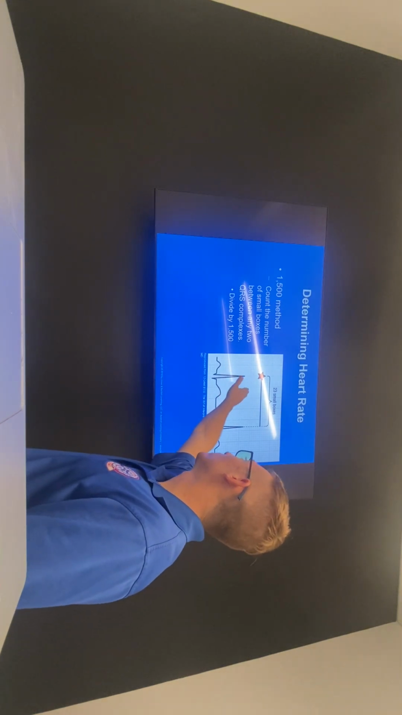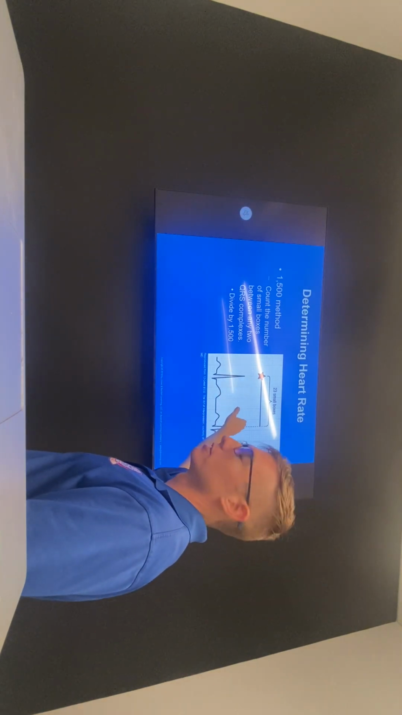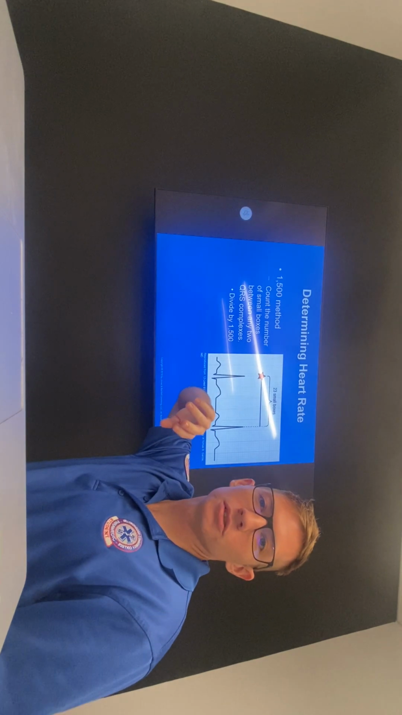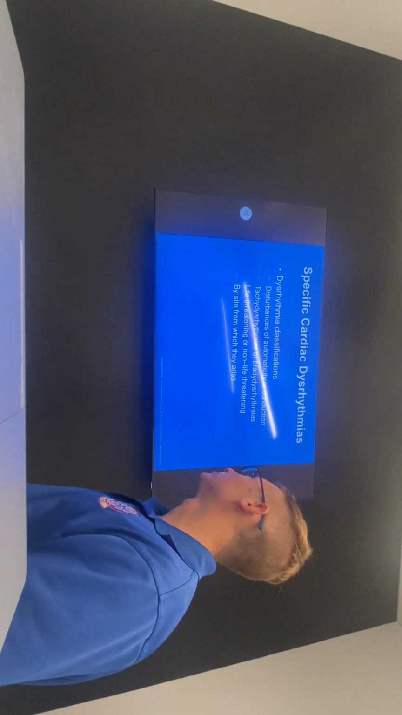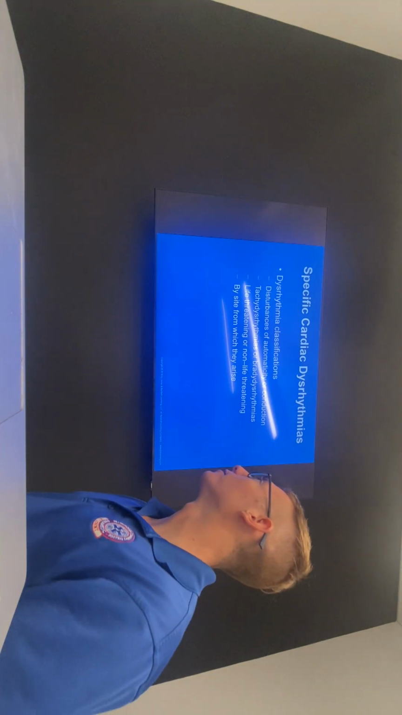So we have 5, 10, 15, 23. So 23, we are going to divide 1500 by that, and that number doesn't give it to us. I'm not gonna do that.